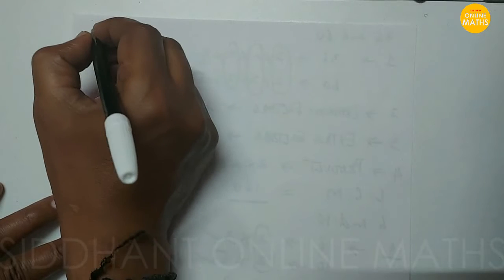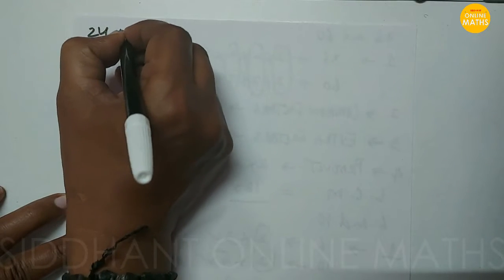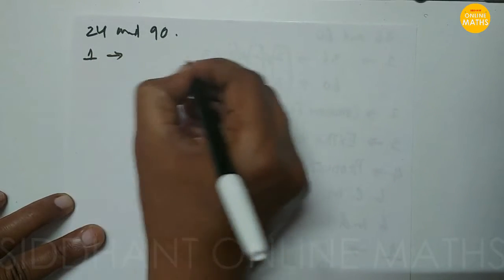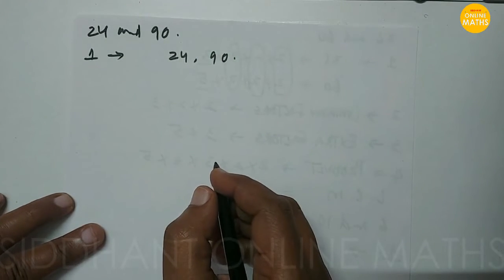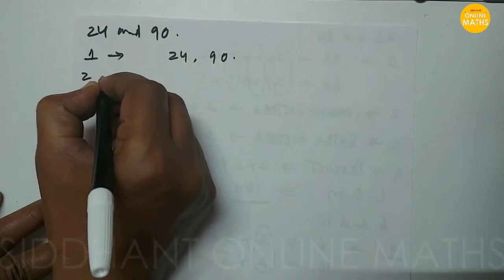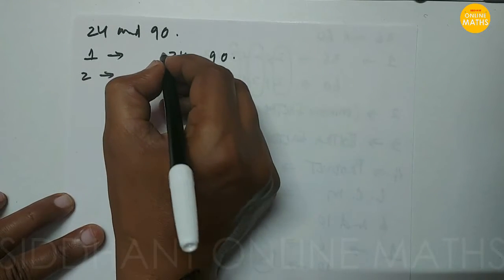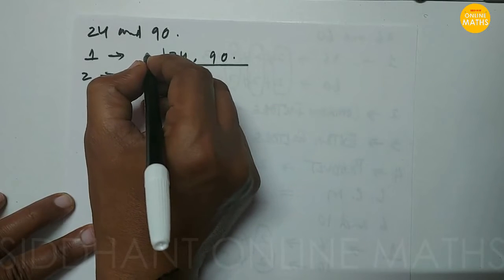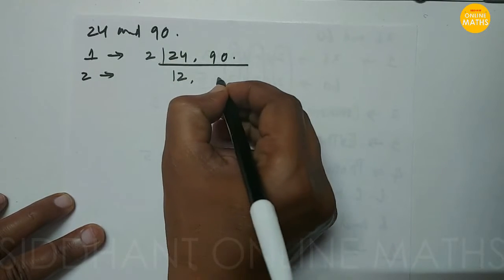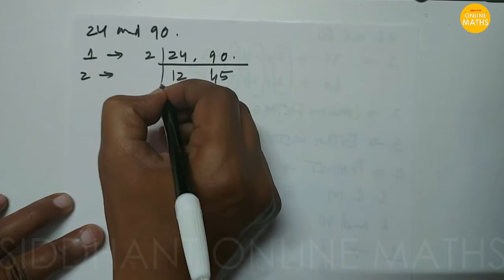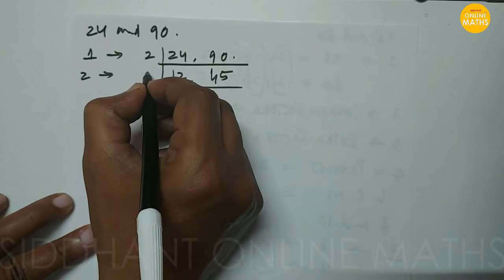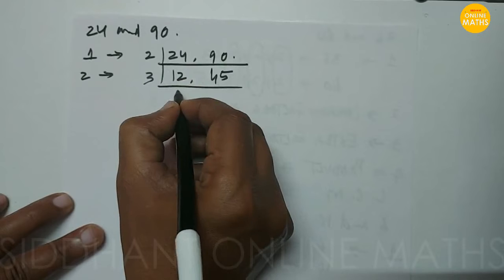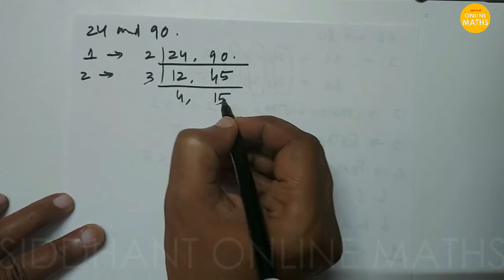So let's take the numbers 24 and 90. First we arrange them in a row. So this is 24 and 90 here. After that, the second step, we divide by the least prime number. Let's divide by 2, so you get 12 and 45. After that, another common prime number, that will be 3. So we get 4 and 15 here.